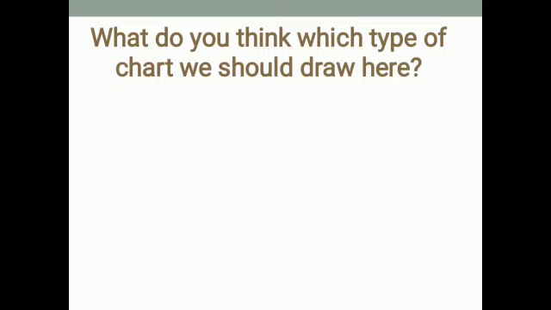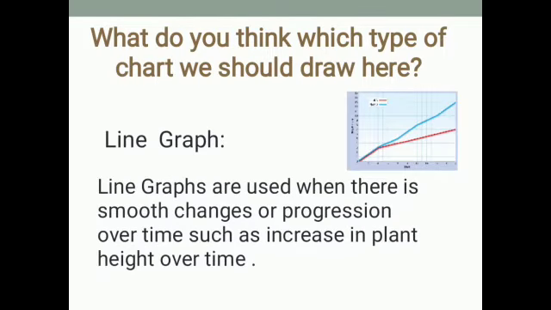We use a bar chart when we are dealing with results for different objects or groups, for example, the number of leaves of different plants. But here we are using a line graph. Line graphs are used when there is a smooth change or progression over time, such as an increase in plant height over time. So here we will use a line graph.